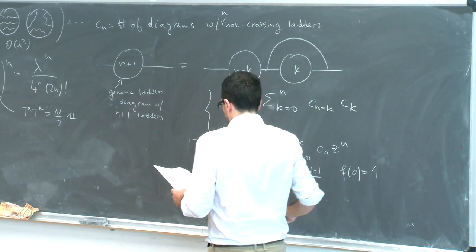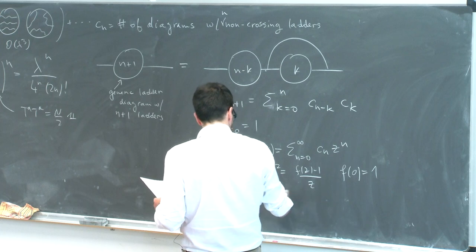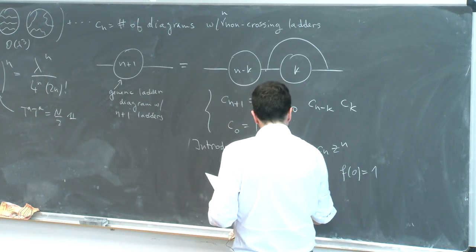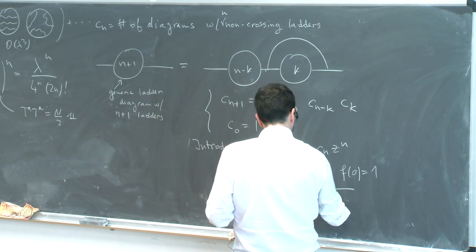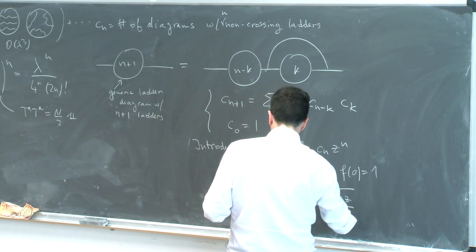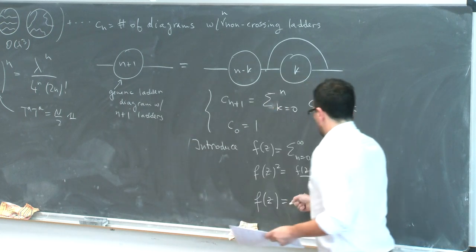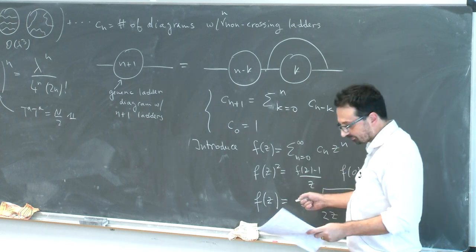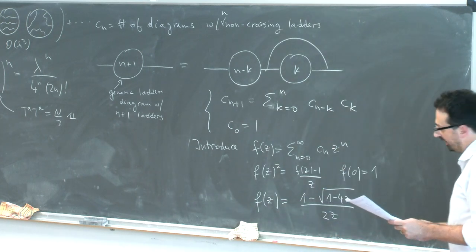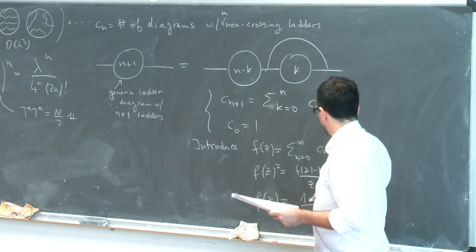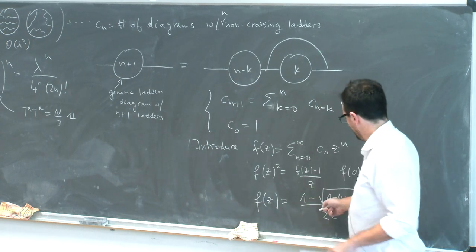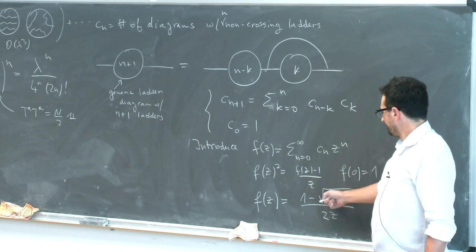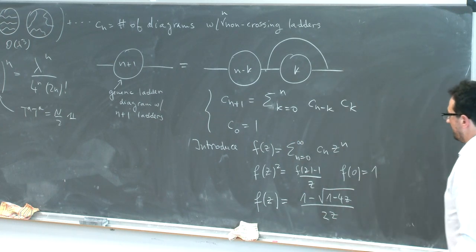And you can solve it. Now it's a quadratic equation. You get f of z is 1 minus square root of 1 minus 4z over 2z. Of course, I would have a plus sign and a minus sign. And I fix the minus sign in a way that when z equal to 0, this is finite. Of course, at z equal to 0, you need to have a finite result. Actually, it has to be 1. So you need to select the minus sign.